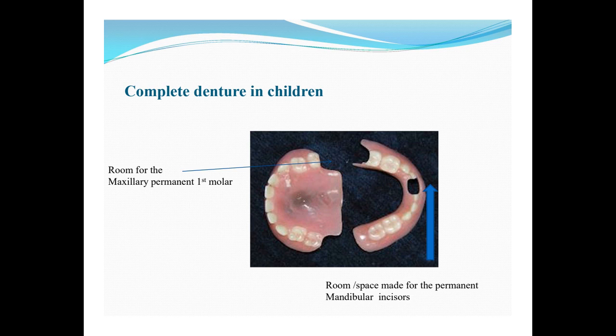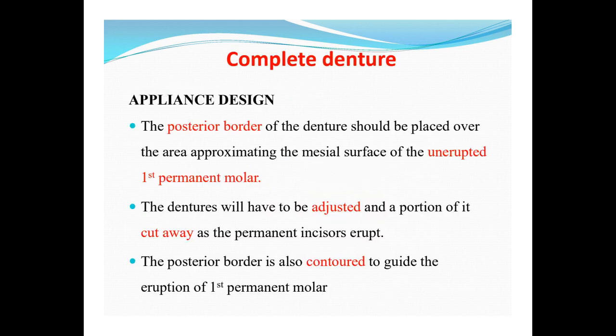What do you see in this picture? So this is a complete denture given to the child. But as and when the permanent molars are erupting, we trim the posterior border of the denture so that they can erupt. Similarly, you create a window in the incisor area as the permanent incisors erupt. So you can modify the complete dentures in children as the permanent teeth are erupting. We have to design the complete denture in children such that we accommodate the erupting permanent teeth. So they have to be adjusted and contoured as and when the permanent teeth erupt.